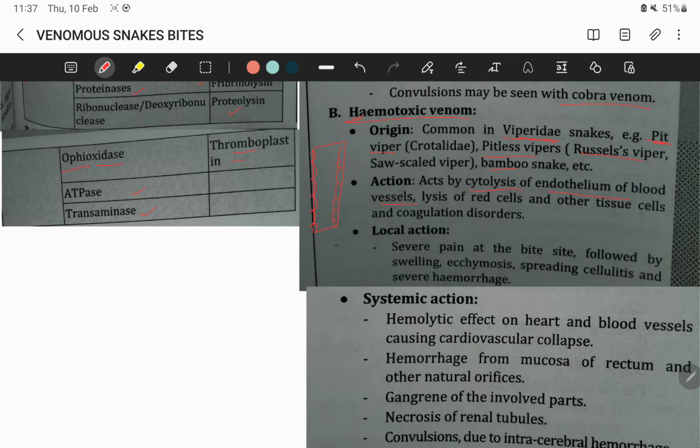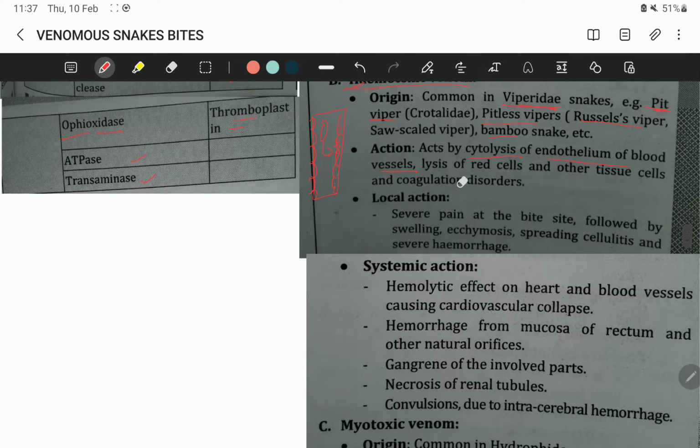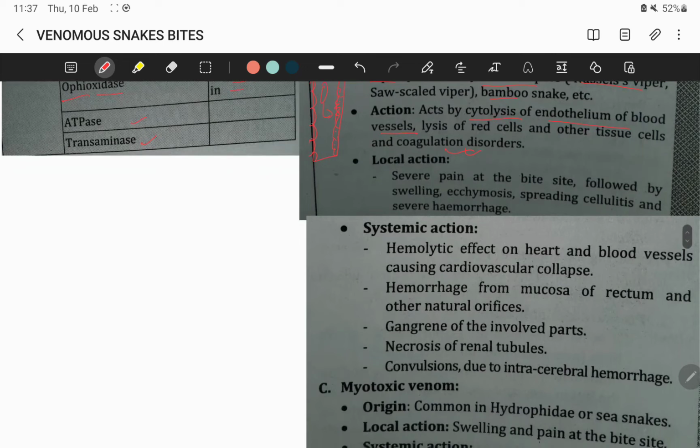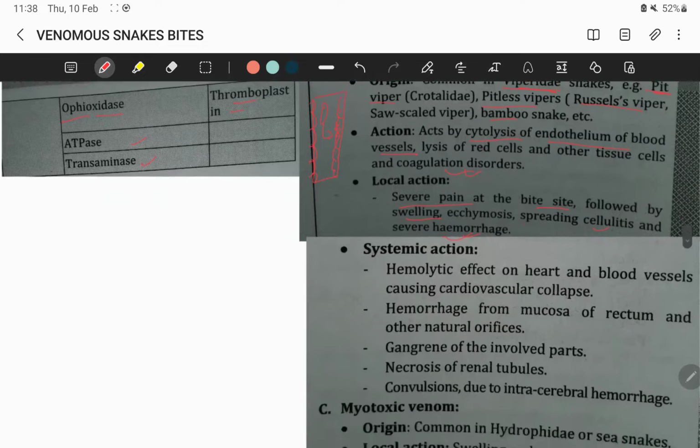This is the endothelium. If this toxin comes here, it will cause lysis of the cell, lysis of the red cells and other tissues and the blood vessels, which will cause a coagulation disorder. The local action is severe pain at the bite site followed by swelling, ecchymosis due to the hemotoxin, and then cellulitis and hemorrhage. It is related to the hemotoxin, that's why.